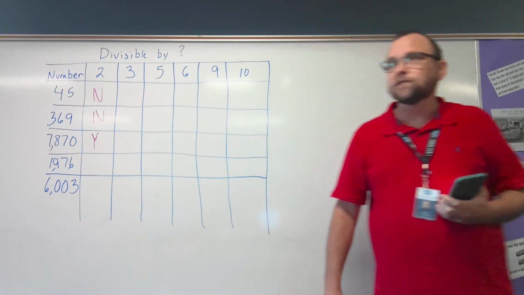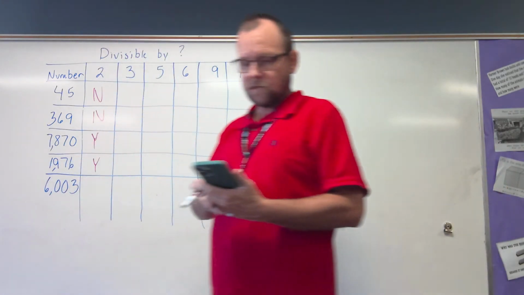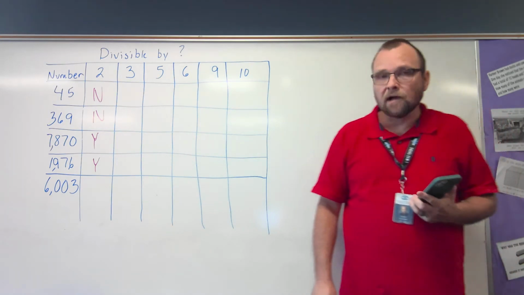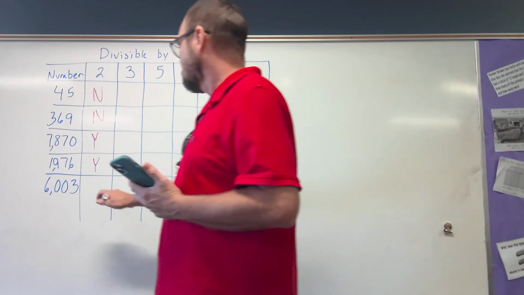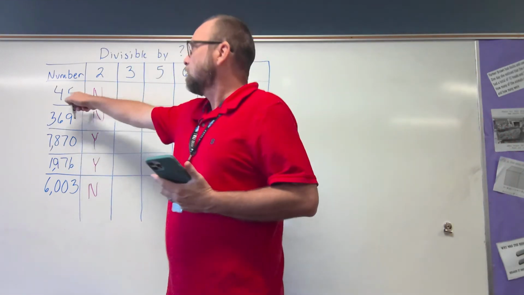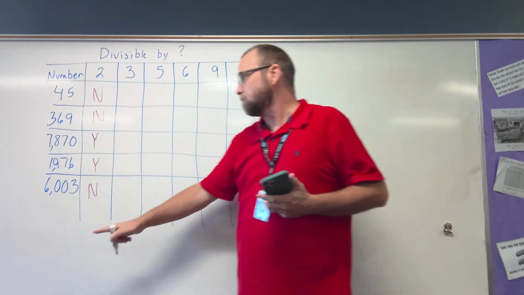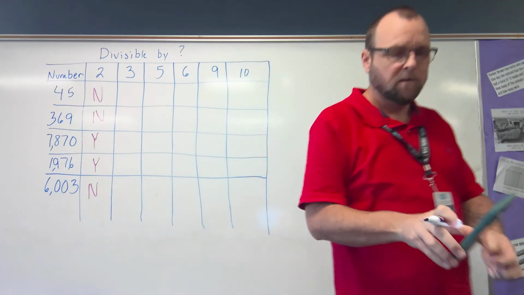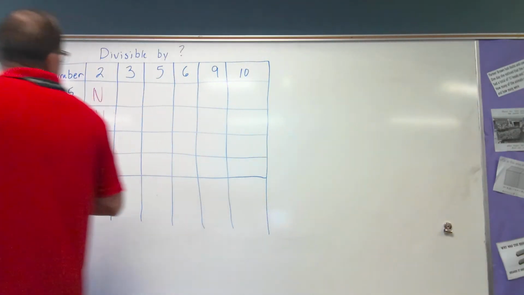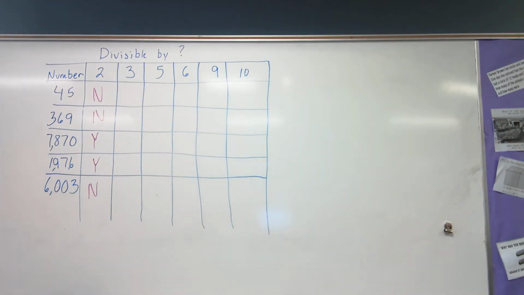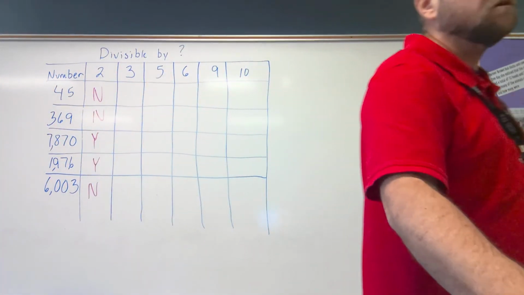So if it ends in one of those, then yes, it is divisible by 2. John, is 1,976 divisible by 2? Yes. William, is 6,003 divisible by 2? No. No, because it ends in a 3. That's one of the easy rules. I mean, 2, 5, and 10 are really super easy. The rules are super easy. So let's do the easy ones first.